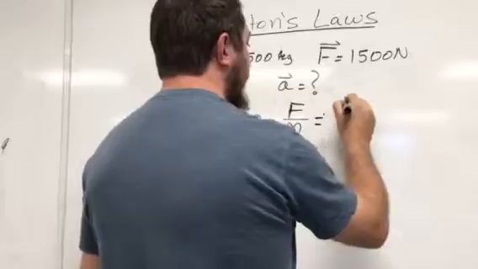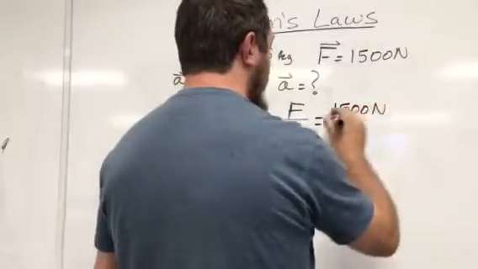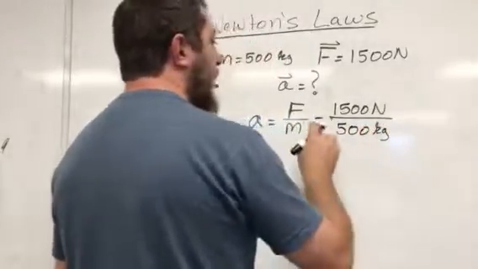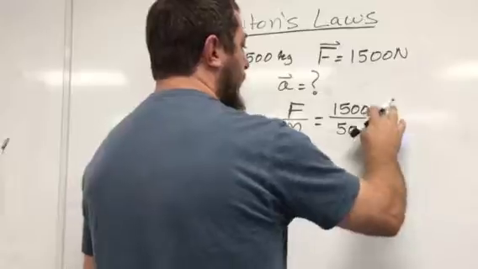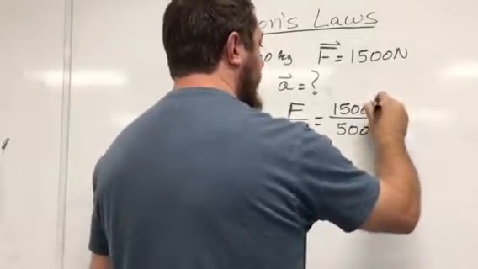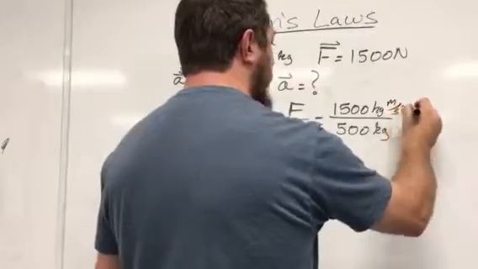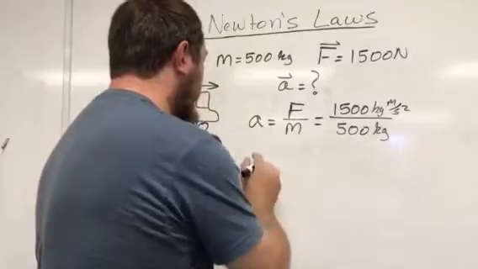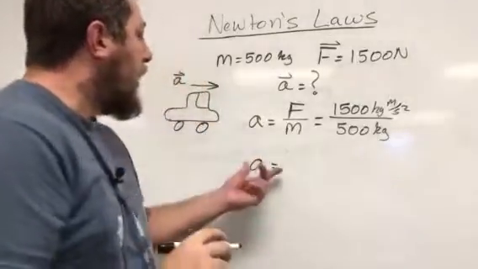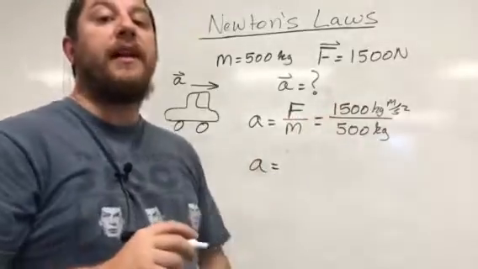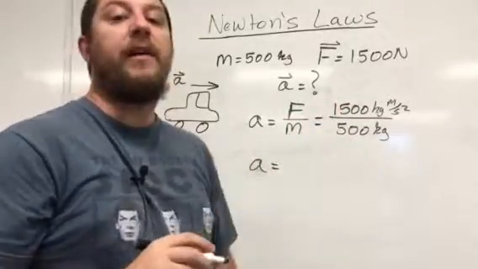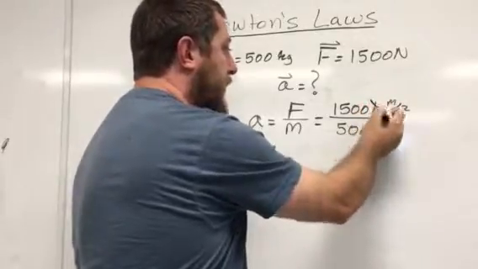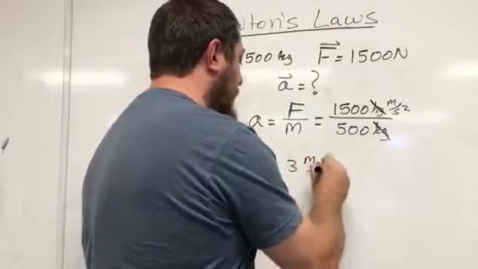And so all I do is take 1,500 newtons and divide that by the 500 kilograms of the mass, and I can write this as kilograms times meters per second squared, just so you can see how the units are going to work, right? And so the acceleration the object is going to experience is going to be 1,500 divided by 500. And so 1,500 divided by 500 is going to be 3. And my kilograms are going to cancel with my kilograms, and so that's going to be meters per second squared.